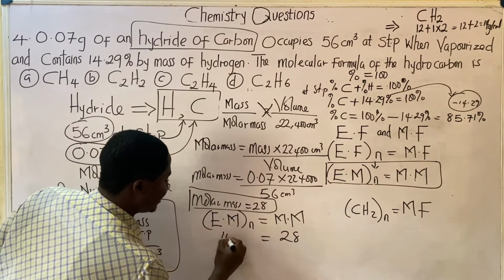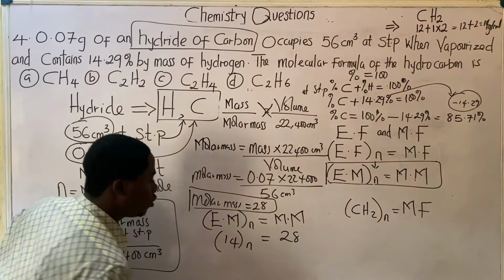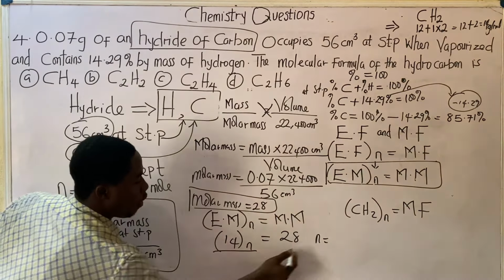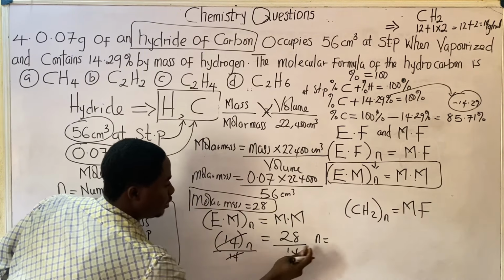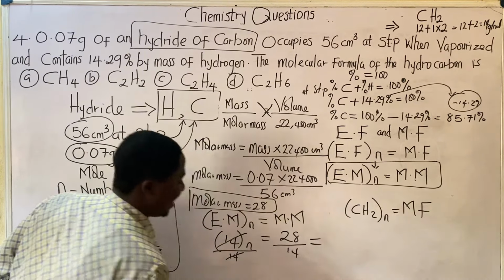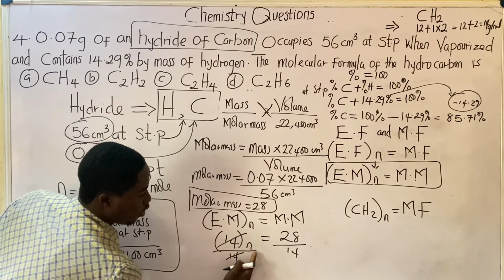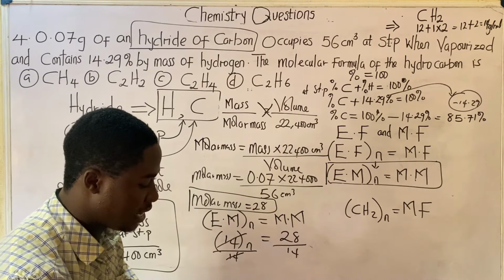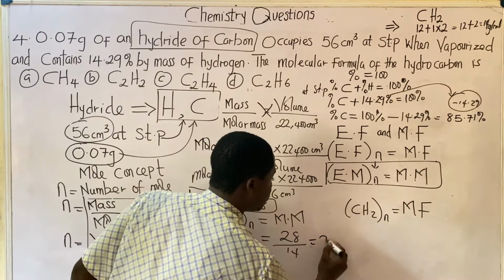Here is going to be 14. I hope you're following me. Empirical mass is going to be what? 14(n). So what do we do? We make n the subject of the formula. Making n the subject of the formula, we divide both sides by the coefficient of n, which is 14, and here is 14. Cancel. So definitely, what becomes of n? Because there is n remaining. So when 14 cancels, n is going to be 28 over 14. So 28 divided by 14, that is 2. Wow. So n is equal to 2.